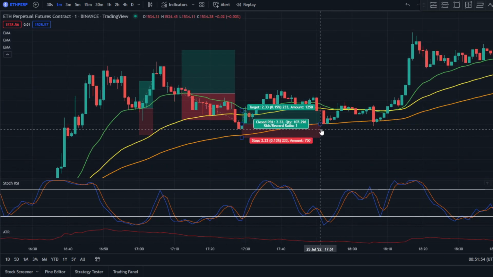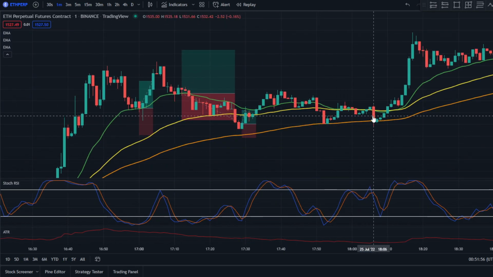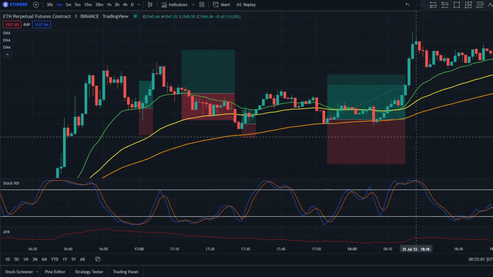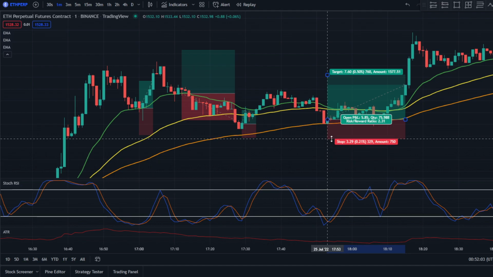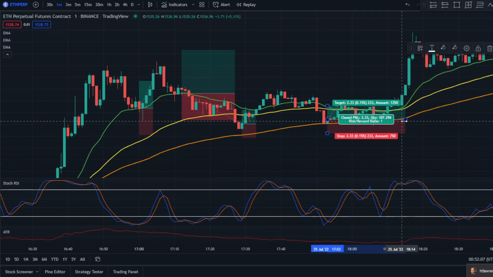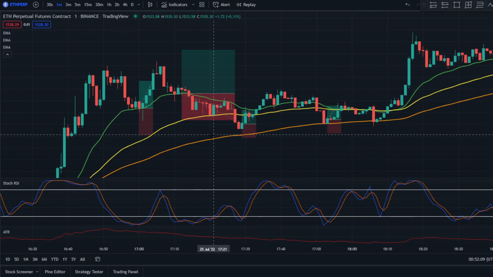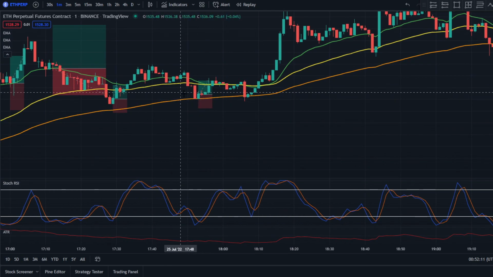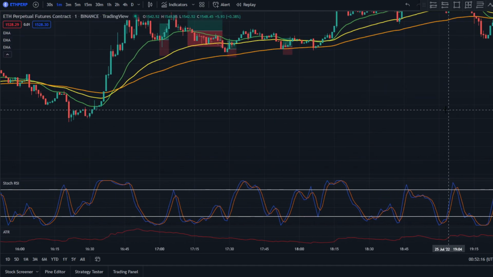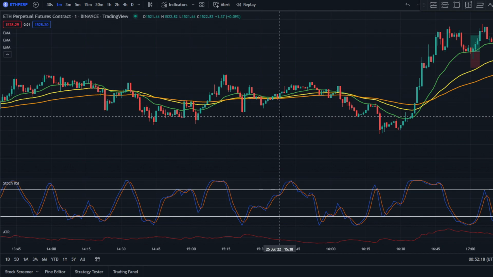Here we have another crossover right here. Stop loss will be about 2.25, take a 1:1. So small scalps, but you can see that after about every 4 trades so far, we lose only 1, which means that we still maintain the very high win rate of 75%.